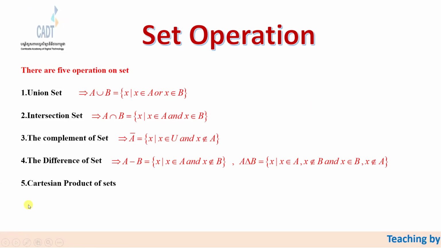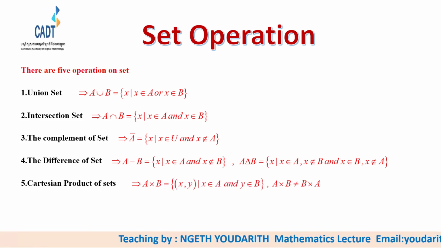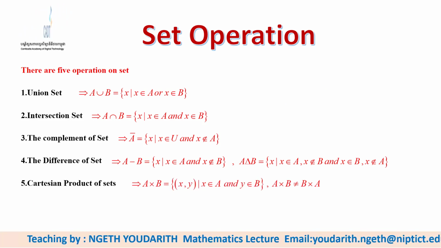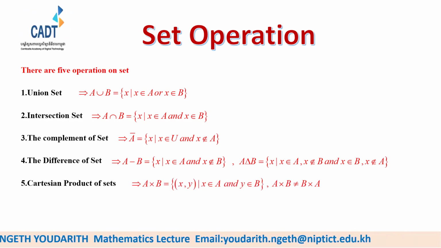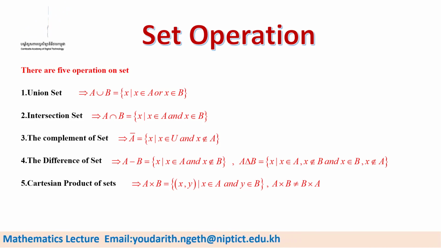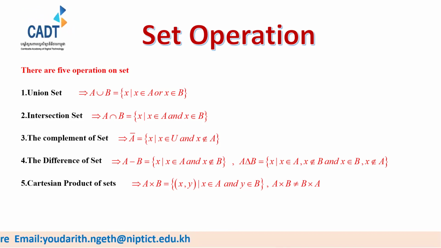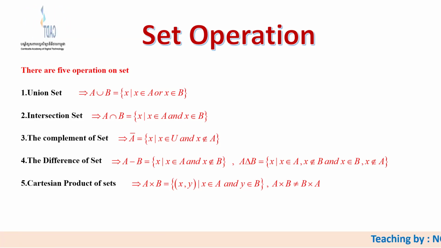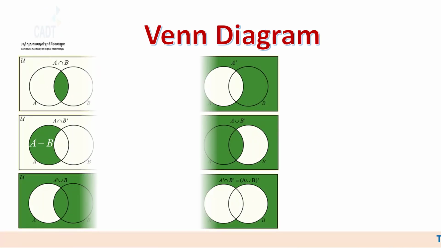And the fifth is the Cartesian product of sets. This is A product B equals X, Y, where X belongs to A and Y belongs to B. A product with B is different from B product with A. It is not equal. So this is the difference.